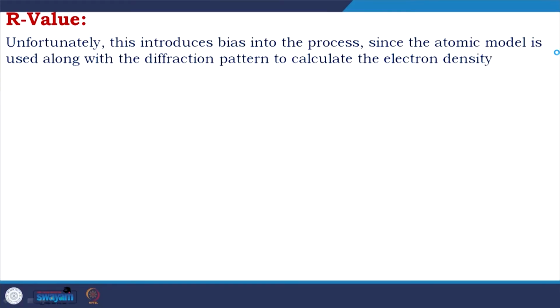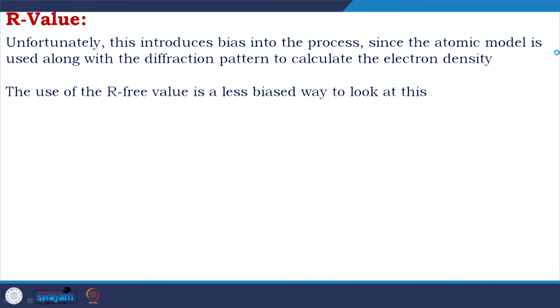When we do that, unfortunately this introduces bias into the process, since the atomic model is used along with the diffraction pattern to calculate the electron density. So, we get the information. So, in time of improvement a bias is included which affects the checking of the data, further validating the data.